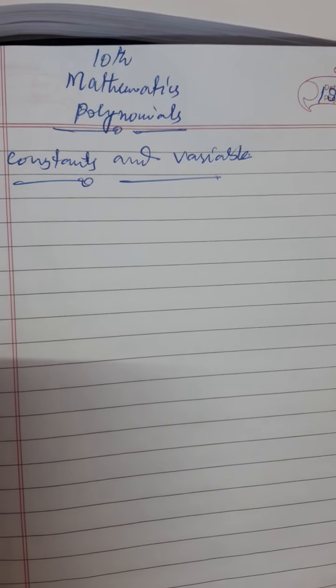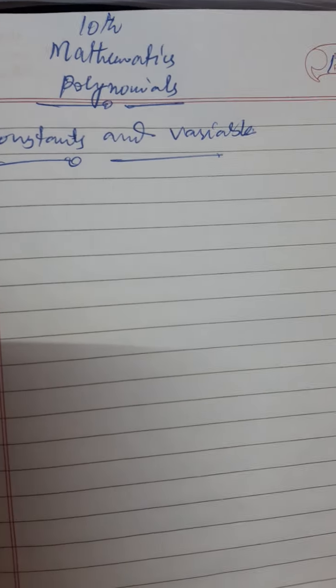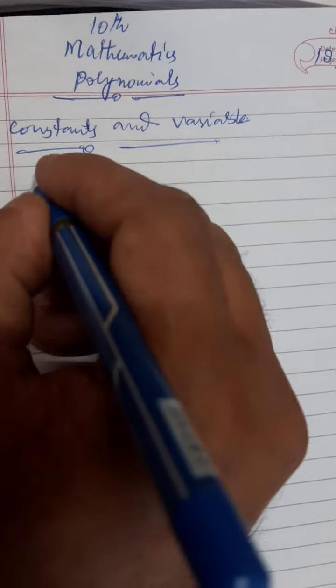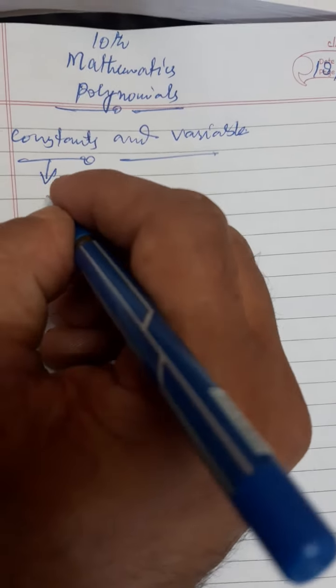Dear viewers, the value of a constant remains the same throughout a particular situation. That is, the value of a constant does not change in a problem. Whatever constant we have, it has a fixed value, and its value does not change in any problem.